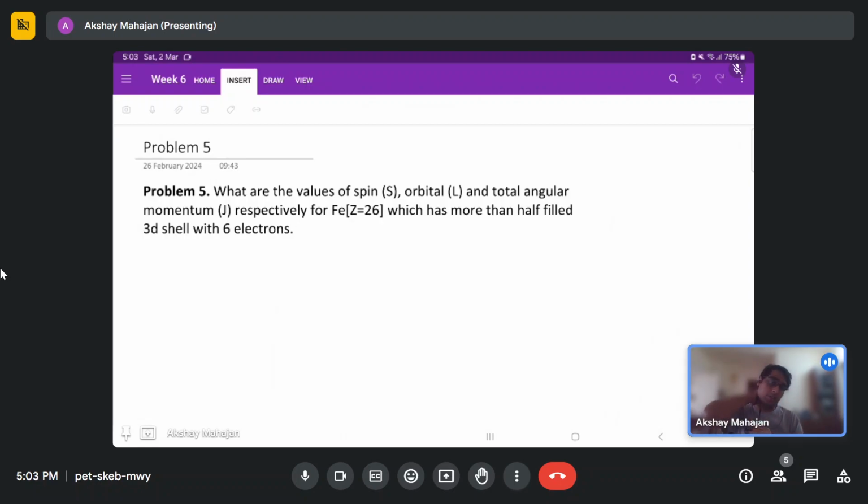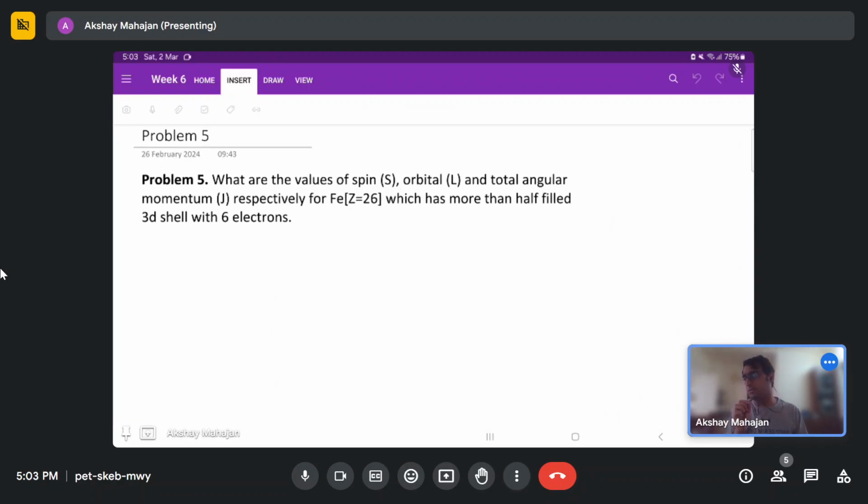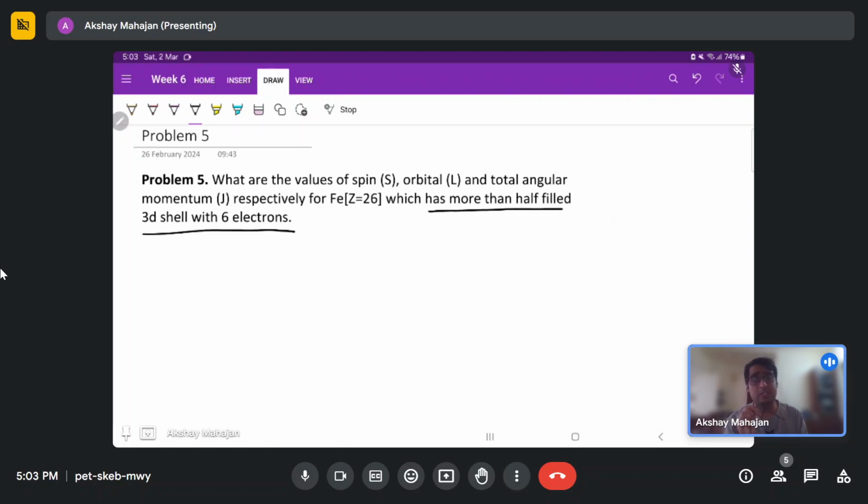So problem number 5 is: what are the values of spin S, orbital L, and total angular momentum J respectively. The rest of the problems that we are going to do are all on Hund's rule. So first of all, we have to find the values of spin S, orbital L, and total angular momentum J respectively for iron, for which Z is given to us as 26, which has a more than half-filled 3d shell with 6 electrons. The main point you need to remember is that it is given that it has a more than half-filled 3d shell with 6 electrons.